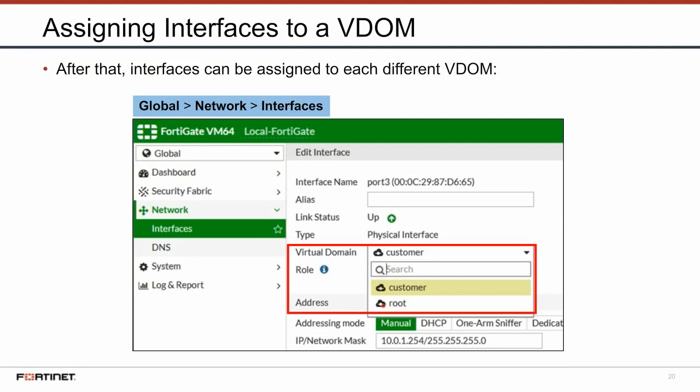After adding the additional VDOMs, you can proceed to specify which interfaces belong to each VDOM. Each interface, physical or VLAN, can belong to only one VDOM. Interfaces can be moved from one VDOM to another, provided they have no references associated with them. For example, firewall policies.